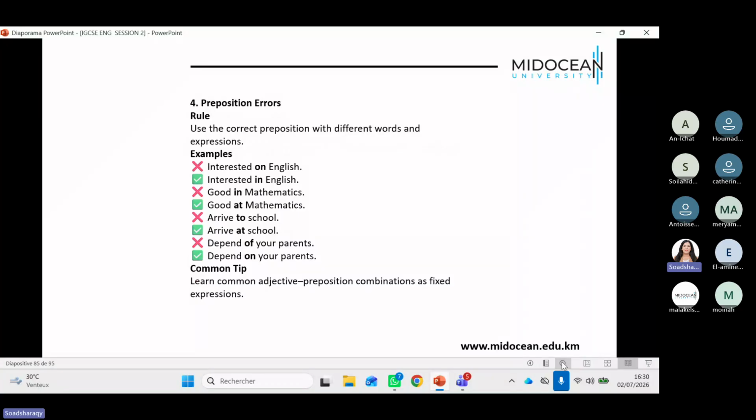Preposition error. For example, here you have the rule: use the correct preposition with different words and expressions. Example, we say, I'm interested in English and not on English. I'm good at mathematics and not in mathematics. I arrive at school and not to school. Depend on your parents and not of your parents. Common tip: learn common adjective-preposition combinations as fixed expressions, okay?